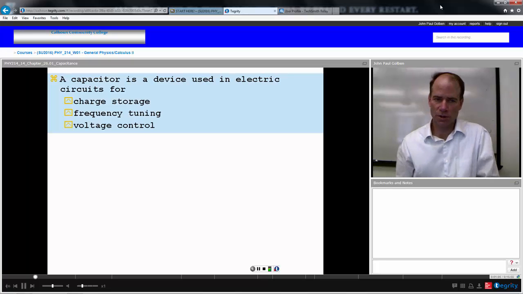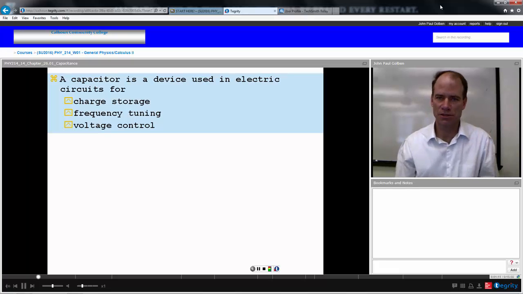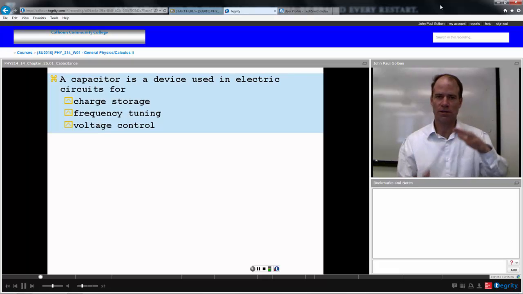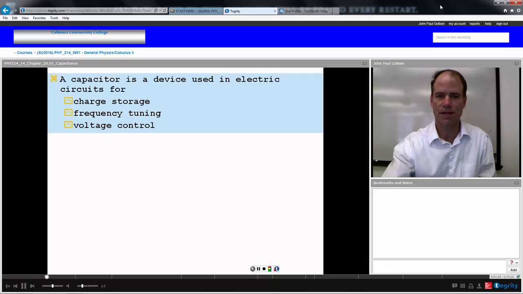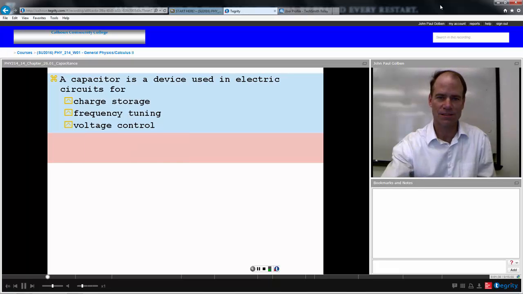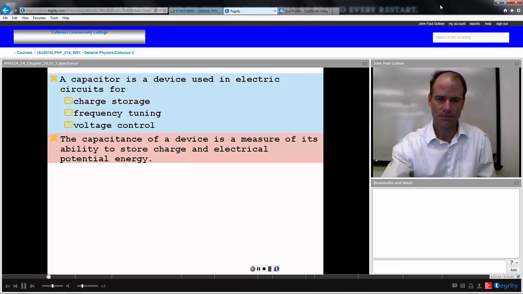Voltage control. Many times if you look at a circuit diagram, you'll see a capacitor right at the entrance to your circuit. And what it's trying to do is to hold the voltage near a specific value so it doesn't fluctuate too much with your incoming signal. Also, it will serve as a filter to filter out noise coming into your circuit. These are all great things that capacitors can do.